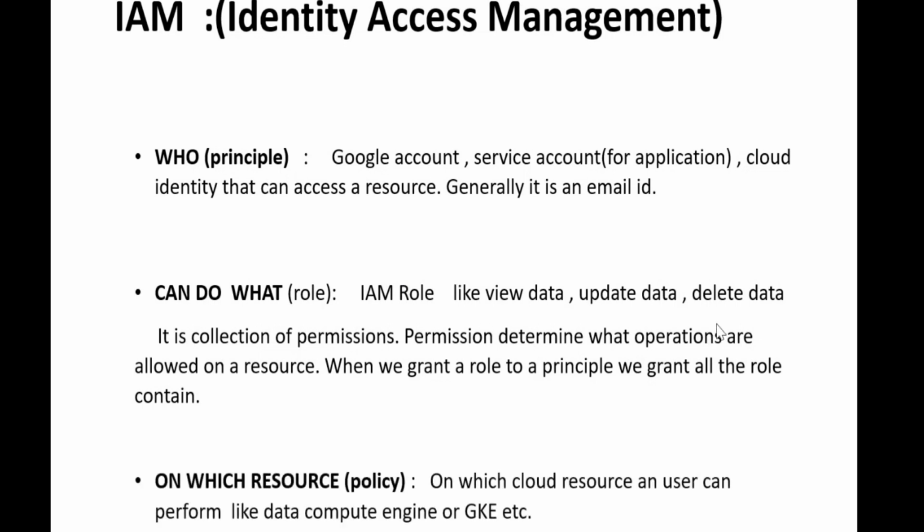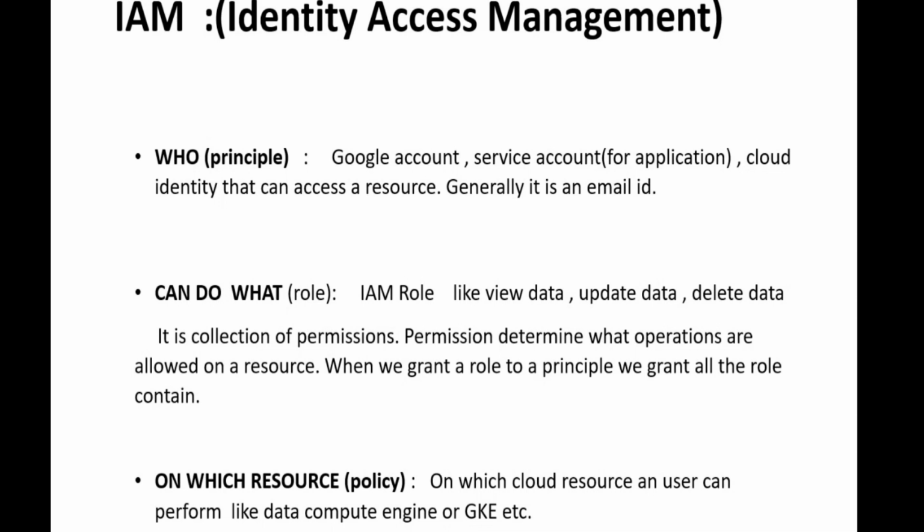We have another one, which is called on which resource. It means on which cloud resource a user can perform actions, whether inside a compute engine or a container engine. That is defined with the help of a policy, a JSON file. So we create a JSON file as a policy document for a particular resource and attach that policy document under the role, so that the principal who has that role can have access to that particular resource.